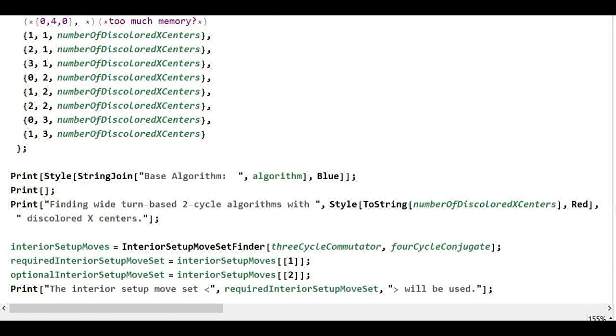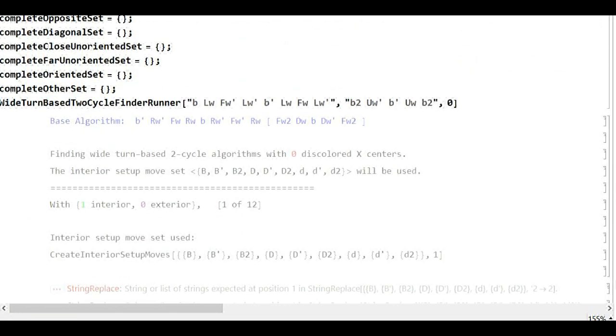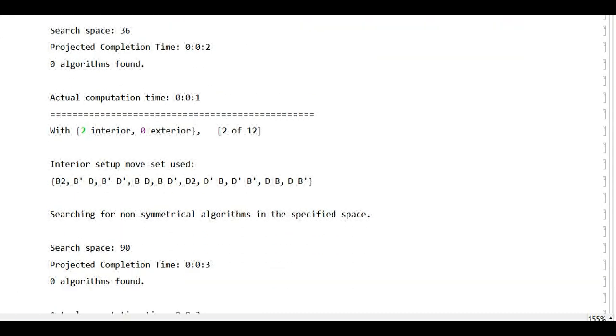This is the runner, or the UI. So I'm going to go ahead and run it. I have it talk for us. Search complete.